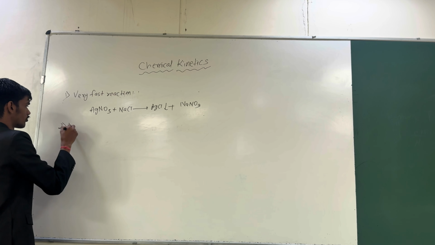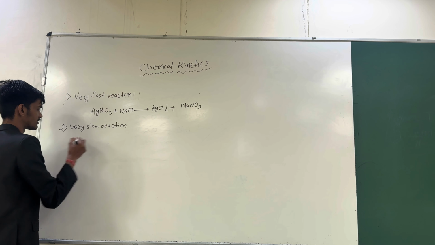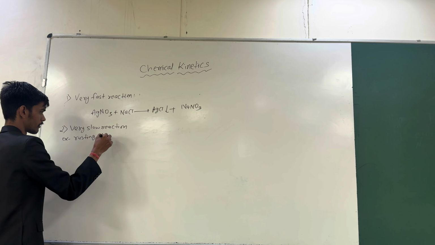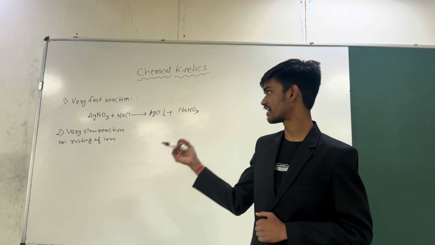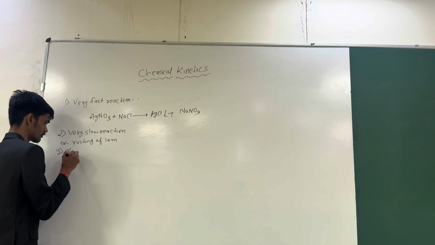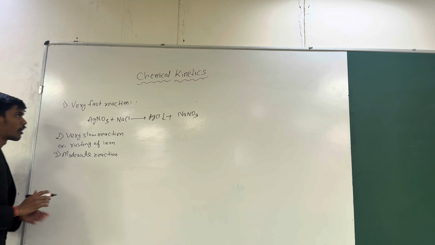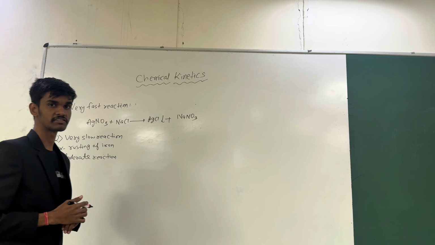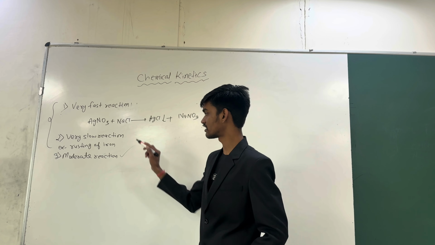Second one is very slow reaction. Example of this reaction is rusting of iron. The rusting of iron process takes years of time, so it is an example of a very slow reaction. And third one is moderate reaction. We can't study the rate of very fast reactions as well as very slow reactions. In this chapter, we will discuss the rate and mechanism of moderate reactions only.